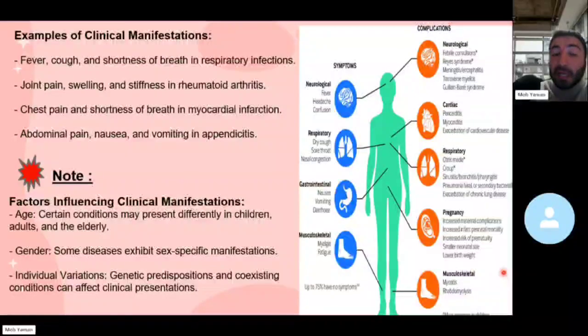As well, there are factors or clinical manifestations according to age and gender. There are some diseases specific to males, for example, tumor or cancer of the prostate, testis, penis. In women, uterus or vagina or cervical cancer.